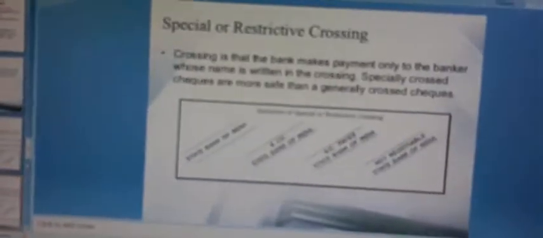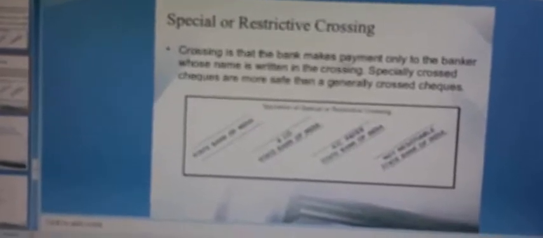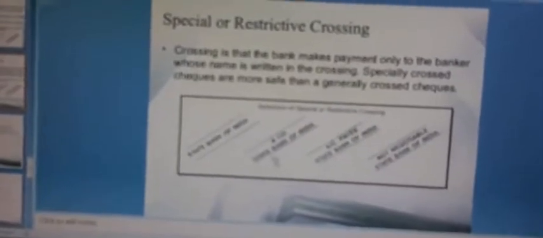The next one is the special crossing. Special crossing means crossing in the bank makes a bank. Here, two lines are given, and the bank's name is mentioned. The bank makes the payment only to the banker whose name is written in the crossing. Special crossed checks are safer than general ones. Only bank to bank they can make the payments, not to the person, because within the two lines, the bank's name is mentioned here. This is called the special crossing.